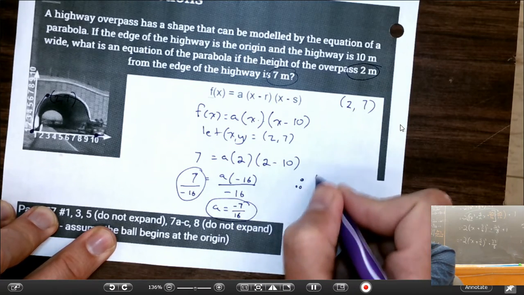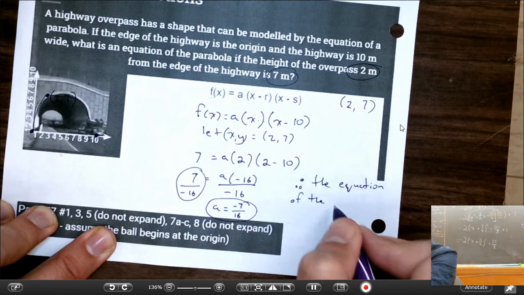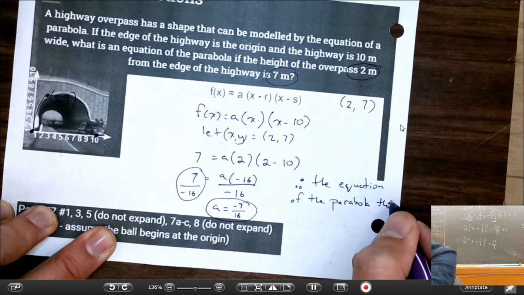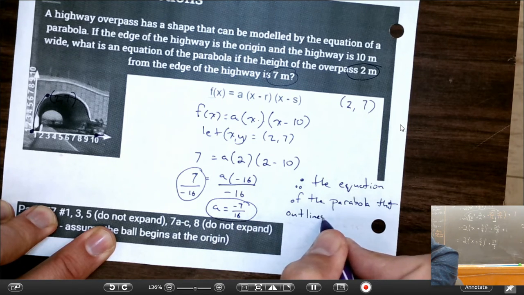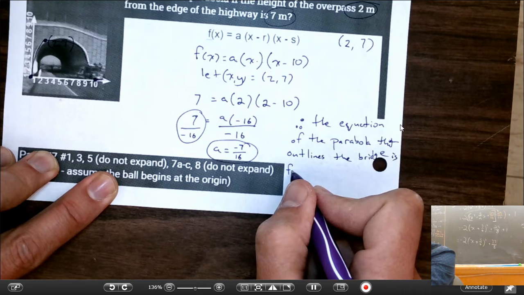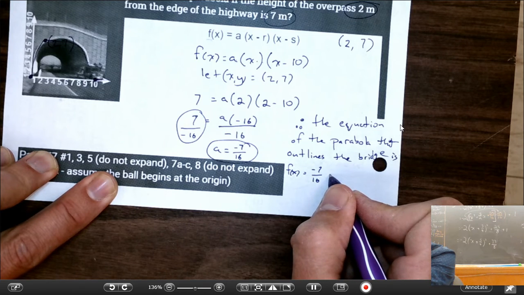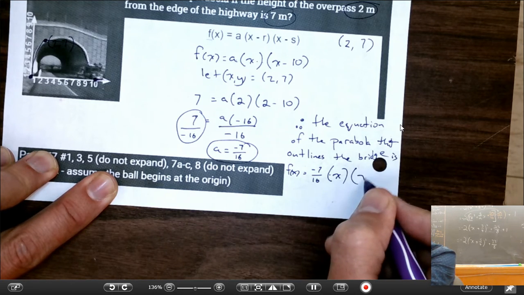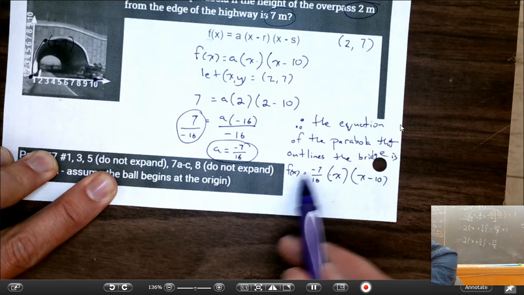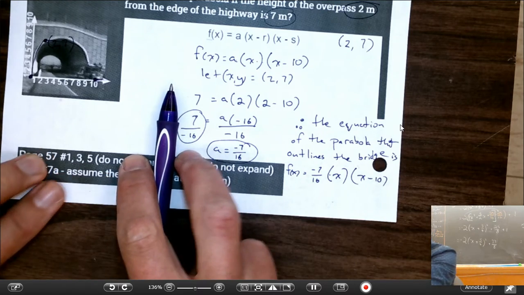So therefore, the equation of the parabola that outlines the bridge is, and then I write it down here, f of x is equal to negative 7 over 16 multiplied by x minus 10. Note I don't really need this set of brackets. I could have negative 7x over 16 times x minus 10. And that would also define this parabola. There, done. So that's the lesson for today.